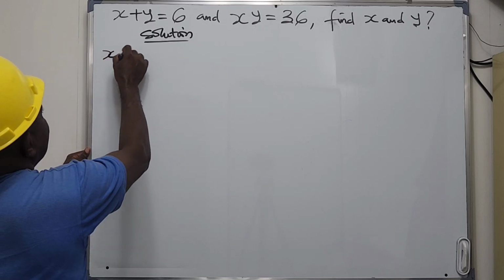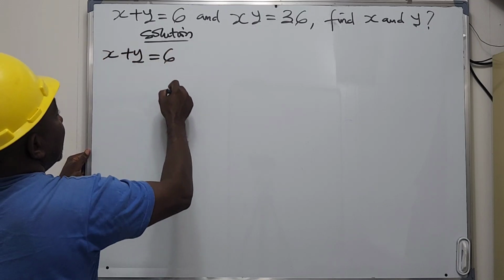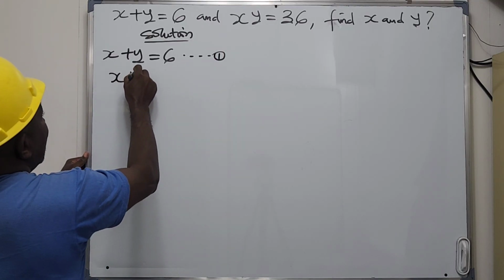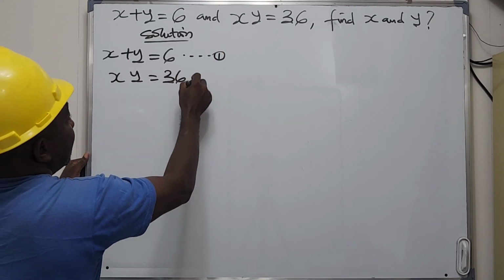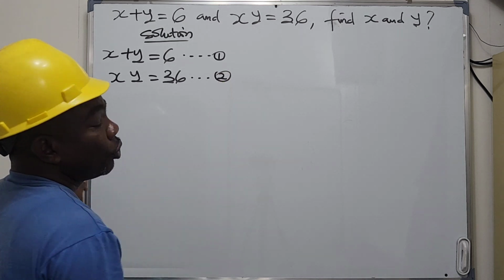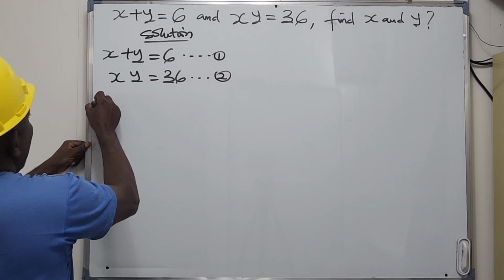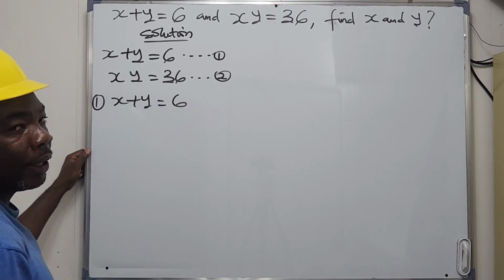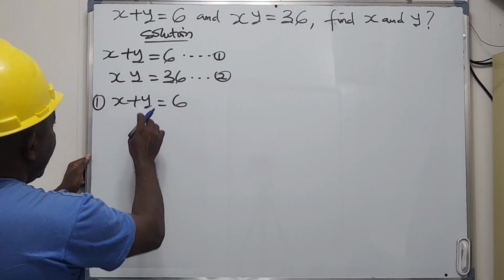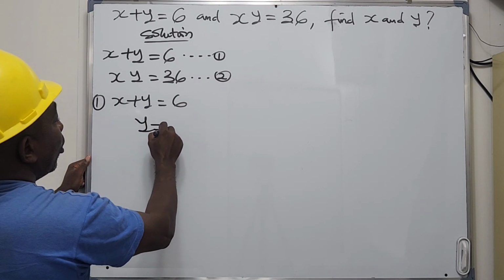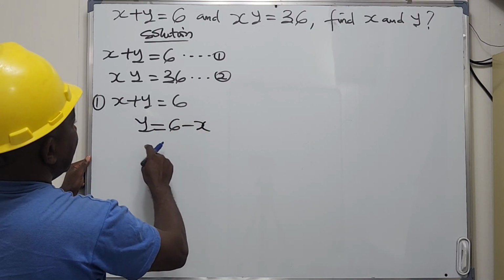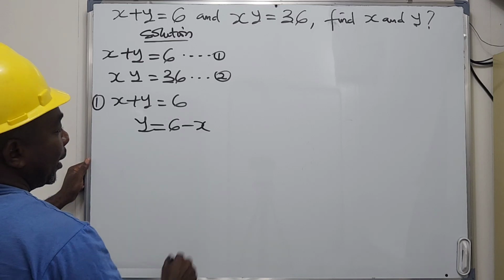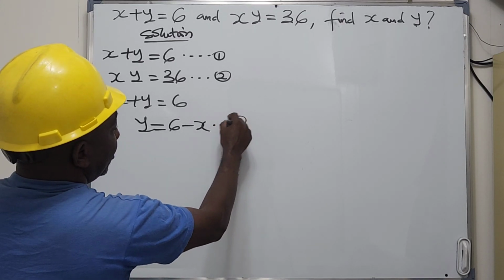We are given x plus y equals 6. Let's call this equation 1, and we are also given xy equals 36. Let's call this equation 2. So from equation 1, x plus y equals 6. We can make y the subject of this equation. So y will become 6 minus x, because when x is transposed to the other side, it becomes minus x. So let's call this equation 3.